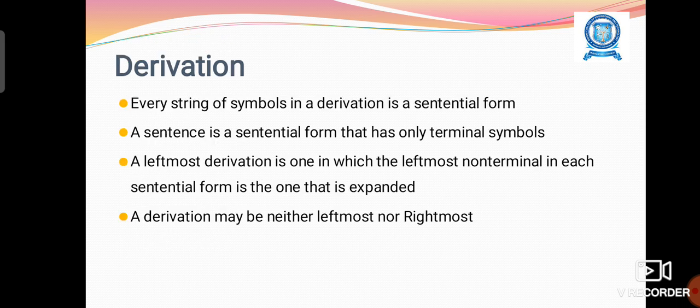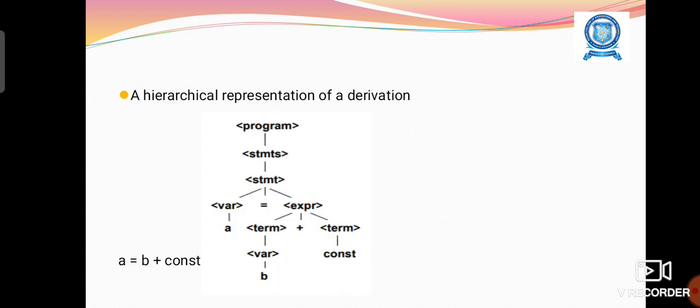In a derivation, every string of symbols is a sentential form. A sentence is a sentential form that has only terminal symbols. A leftmost derivation is one in which the leftmost non-terminal in each sentential form is the one that is expanded. A derivation may be neither leftmost nor rightmost. So this is a tree-like structure of derivation.